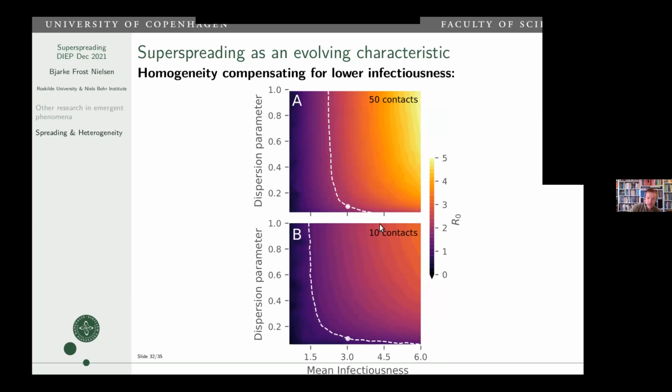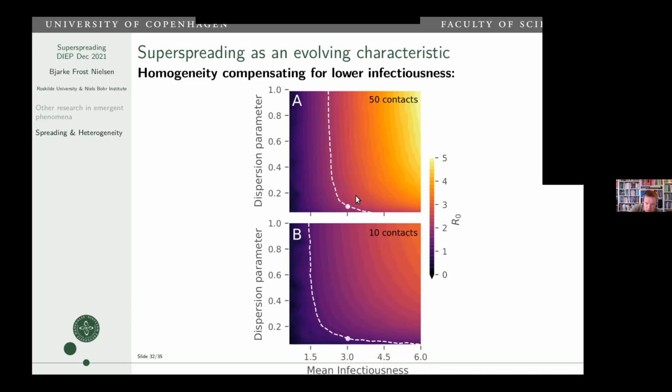This is the same stuff, just to visualize that if you are in a situation with some limited number of contacts, then you can really compensate for being on average not very good at spreading by being more homogeneous under the lockdown.